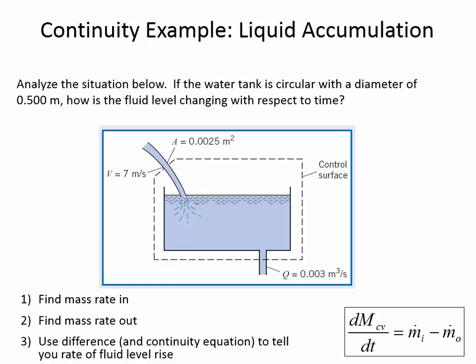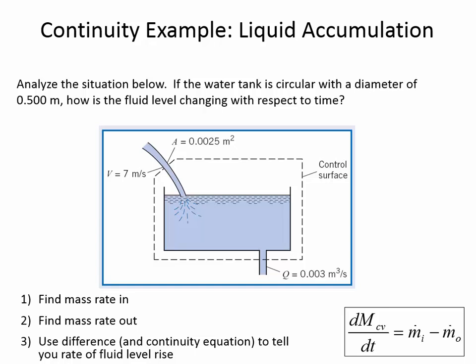So in this case, the diameter of the tank is used to calculate the cross-sectional area, and then the velocity of the rise, how quickly the water level is going up, is just the volumetric flow rate divided by the area. So 0.0145 cubic meters per second divided by this cross-sectional area of 0.19635 square meters, and that velocity is 0.0738 meters per second. So it's rising very slowly.